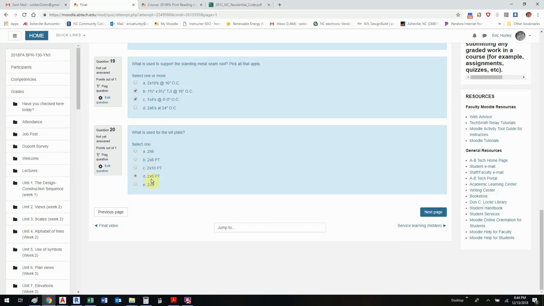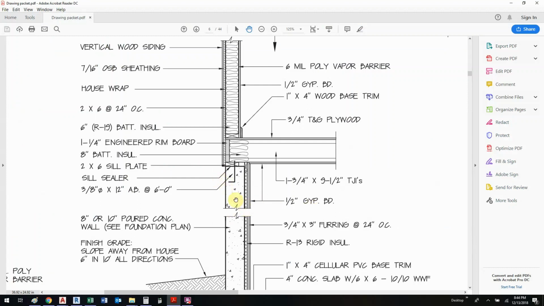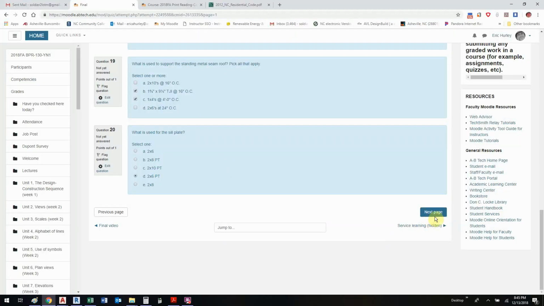I really should go back through there and give you credit if you put pressure treated, even though the plan is not pressure treated. In the state of North Carolina, we've got to have pressure treated. However, remember that in North Carolina, we have to meet this wall thickness, and this particular wall thickness is either 8 inches around the garage or 10 inches around the house. So this would have to be either a 2x8 around the garage or a 2x10 around the house.